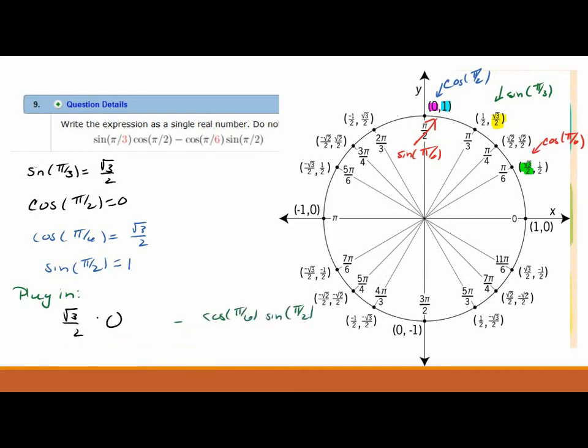All right, let me back up. See, it's a cartoon. See that? This is what I have right here. Sine, this is what they want me to do. They want me to calculate these things. All right, sine pi over 3, well, I got that from the circle. It's square root of 3 over 2. Cosine pi over 2, it's 0. Cosine pi over 6, it's square root of 3 over 2. And sine pi over 2, it's 1. So the 0 wipes out the first term, it's gone. And I'm just left with negative square root of 3 over 2 times 1. Okay? Good?